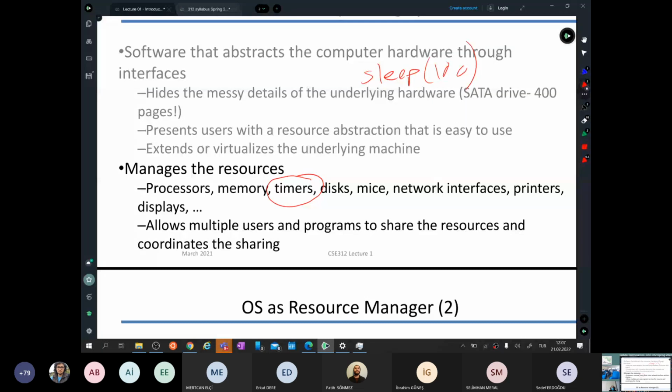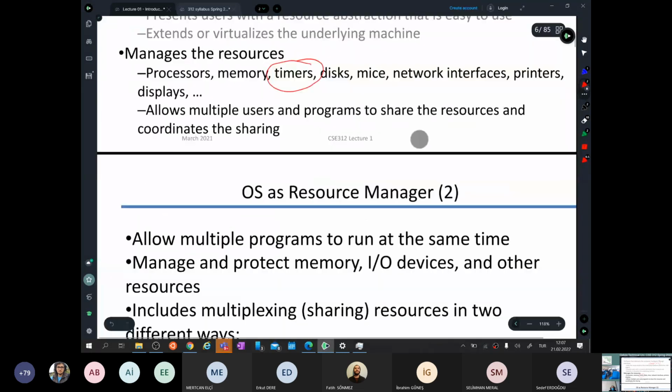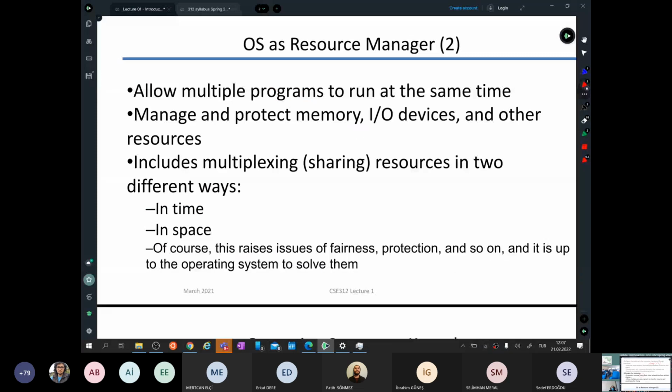Okay, and management of resources, also between the processes, between the multiple users and the programs, to share resources and coordinate the sharing. Good. Okay, so let's talk about this resource management in terms of how we are doing it. We do this sharing between the processes and users in two ways: in time sharing and in space sharing.